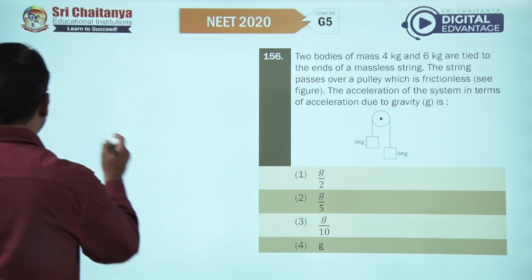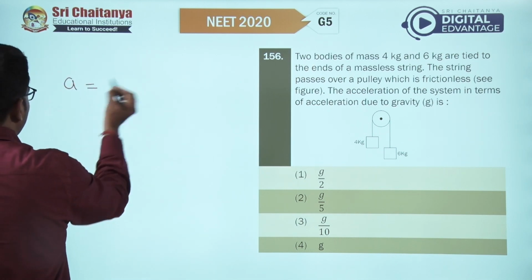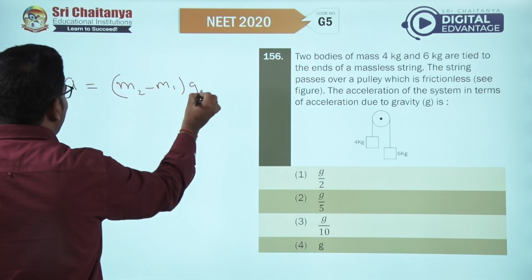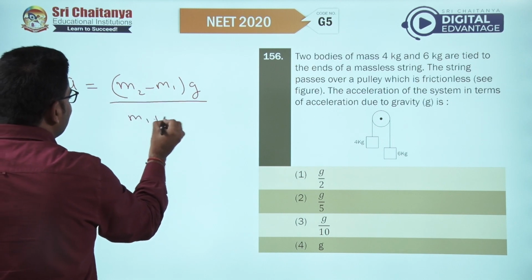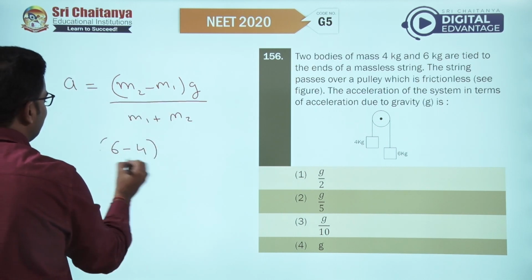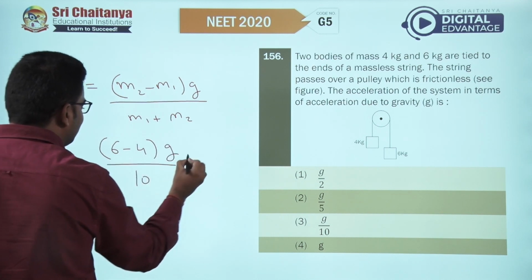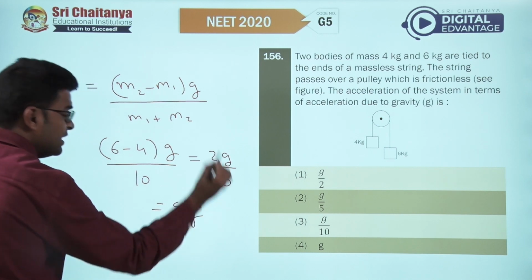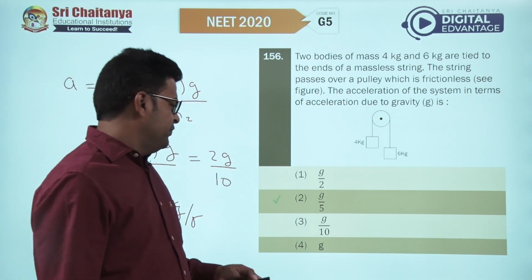So I know that 10% of you might be remembering the formula is acceleration equals (m2 minus m1) into g by (m1 plus m2). So substitute here the masses 6 and 4, so you get (6 minus 4) into g upon (6 plus 4), that is 10. So you get 2g by 10, which is g by 5, which is option number 2 here.